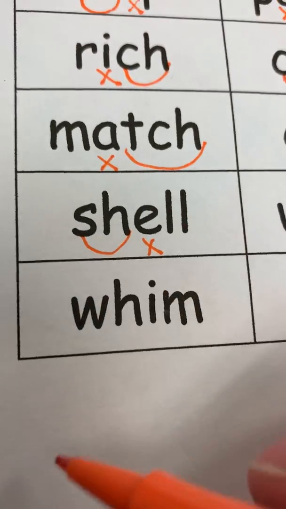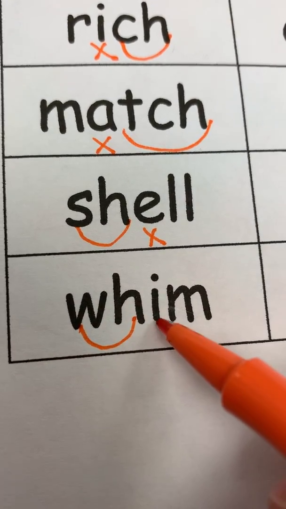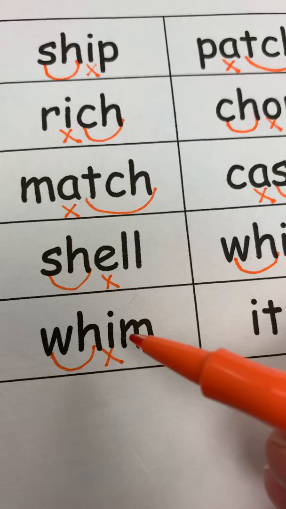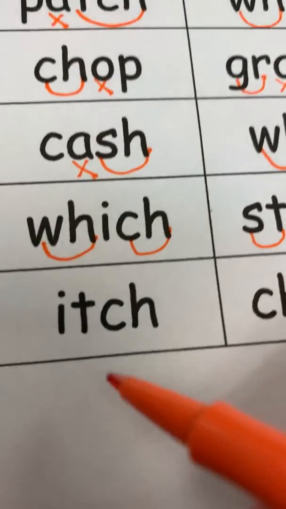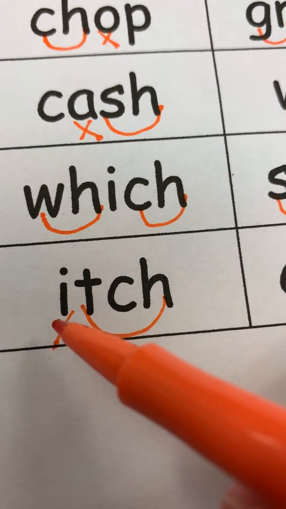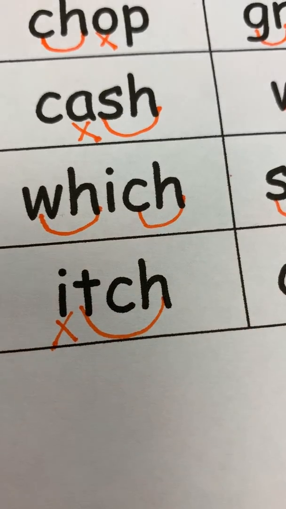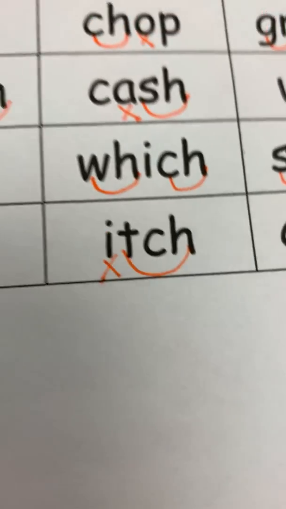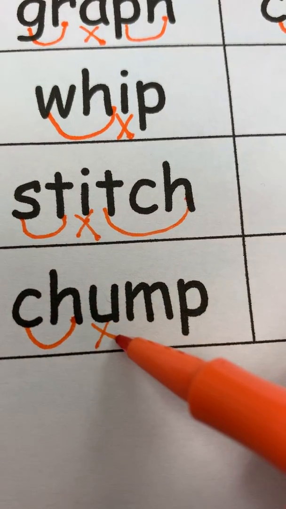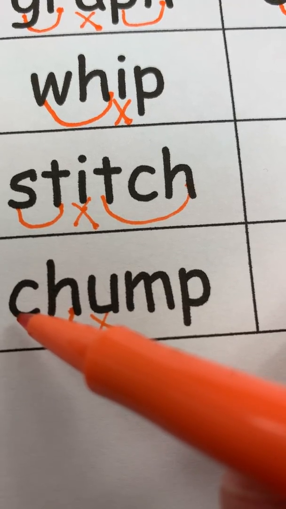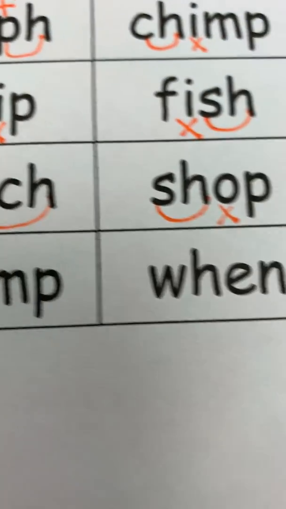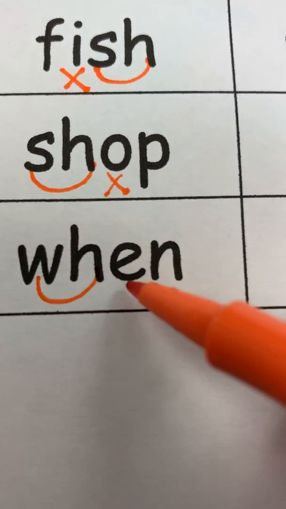All right, we're going to go down to the last row. WH, wh. There's your vowel. Whim, whim. If you do something on a whim, it means you don't plan for it. You just do it. Next word. There's your vowel, TCH, itch, itch. Okay, we're almost done. All right, here we go. CH, mark your vowel. Let's slide it. Chum, chump, chump. And here's a word with a WH, and then your vowel.